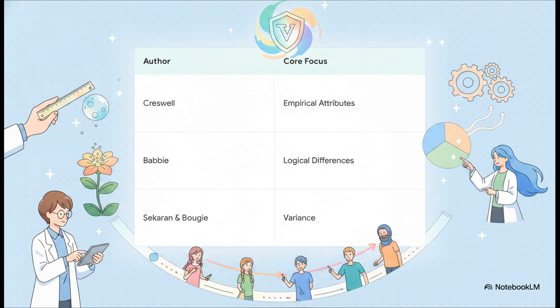Well, the absolutely crucial point is that we can synthesize these three perspectives into one unified superpower. From Creswell, we know variables must be empirically measured in subjects. From Babbie, we know they operate as logical groupings that differentiate cases. And from Sekaran and Bougie, we know they capture fluctuations across time and across different subjects. Simply put, a variable is a characteristic that can be logically grouped, empirically measured, and observed as it changes.